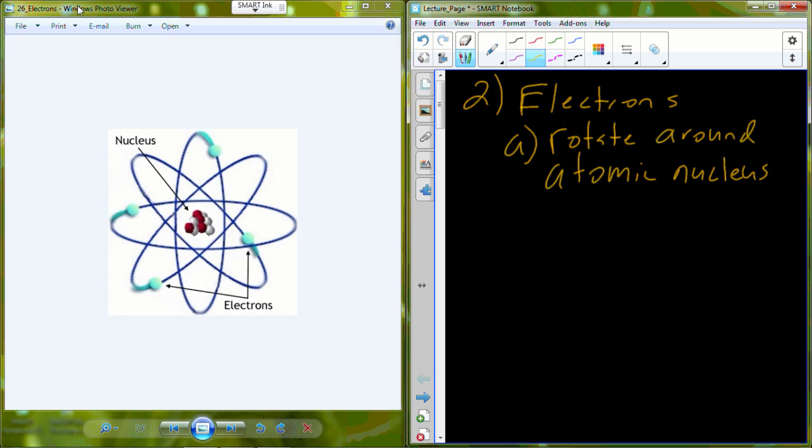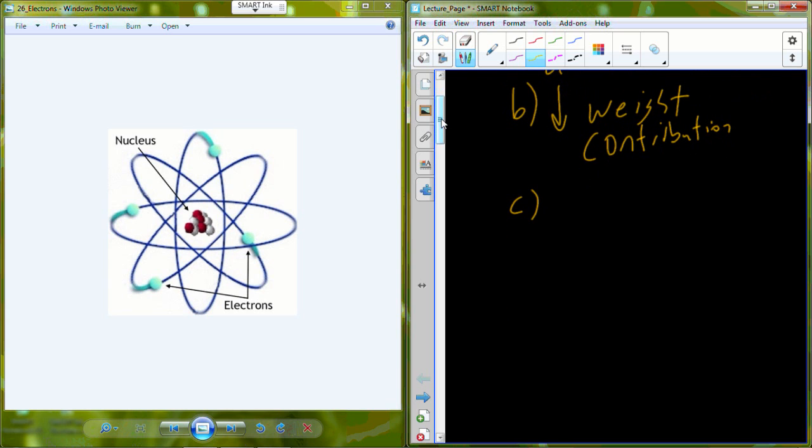Now, the atomic nucleus contains neutrons and protons, and the neutrons and protons in the world of atoms and subatomic particles are the heavy boys. Electrons really add no weight into the element. Their weight is so low that we can basically ignore it, or the contribution of their weight, when we're talking about atomic masses and things like this. But even though they're basically weightless, and they're not really truly weightless, but for all intents and purposes in biology, they are weightless.